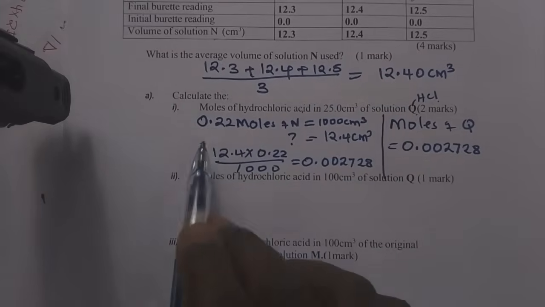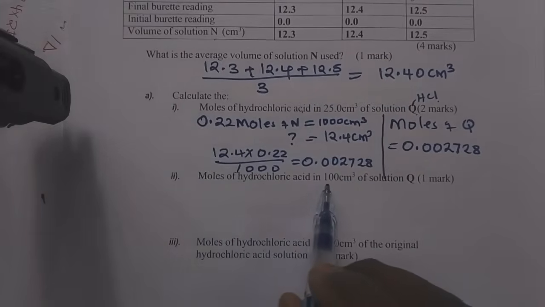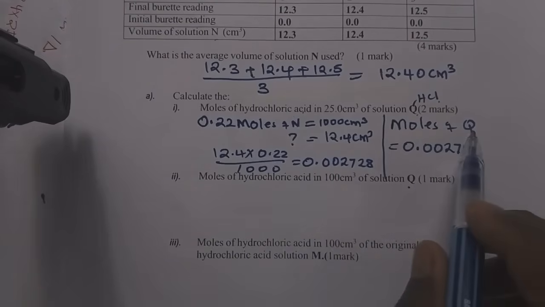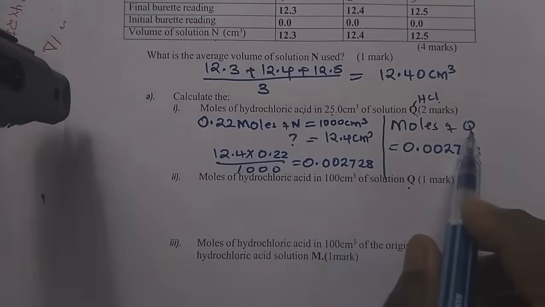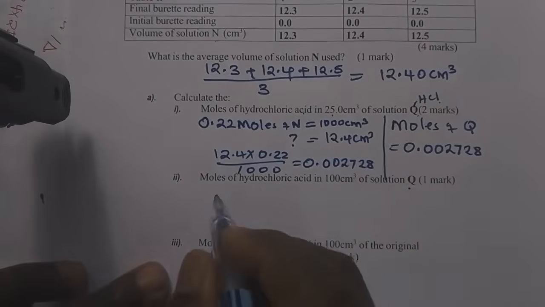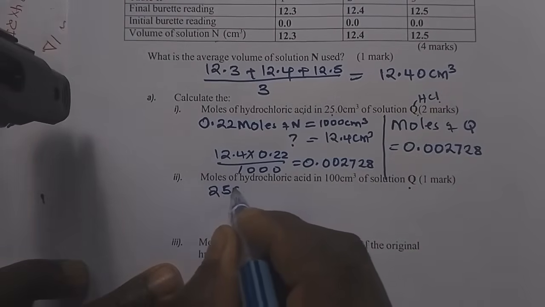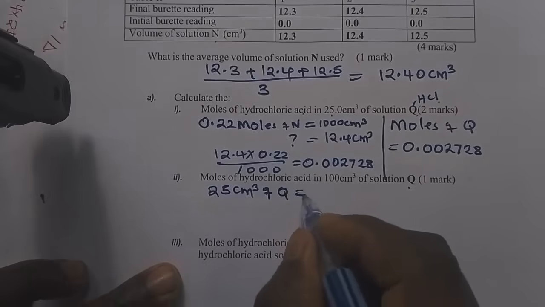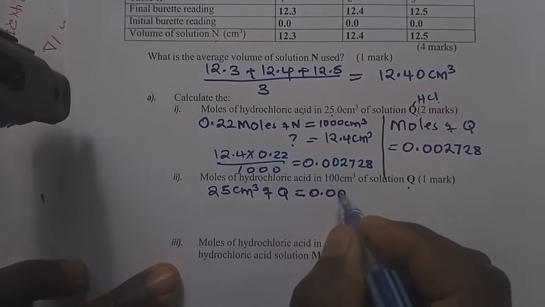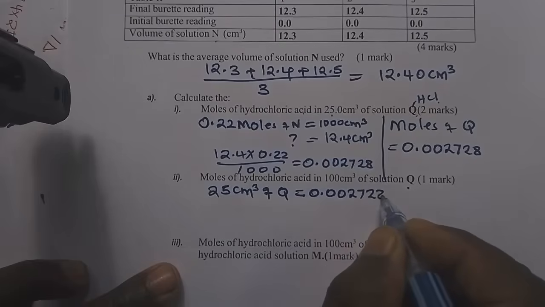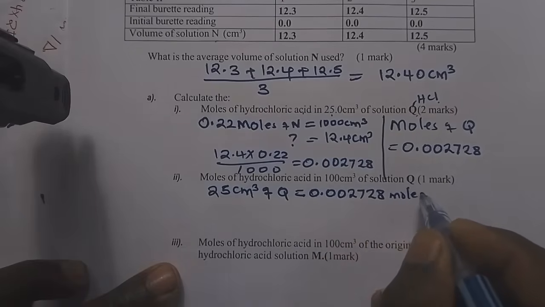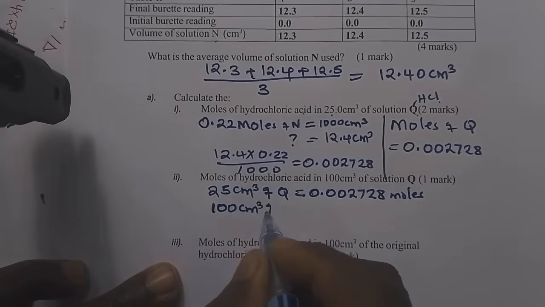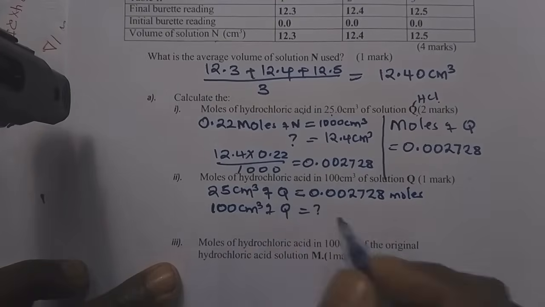Calculate the number of moles of hydrochloric acid in 100 centimeters cube of solution Q. We know now moles in 25 of Q. What about 100? 25 centimeters cube of Q contains 0.002728 moles. 100 centimeters cube of Q will contain how much?